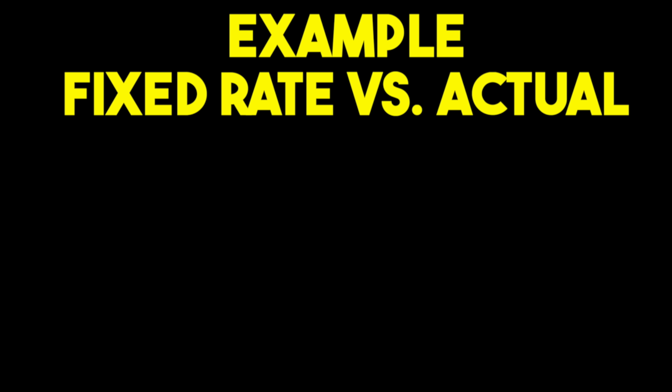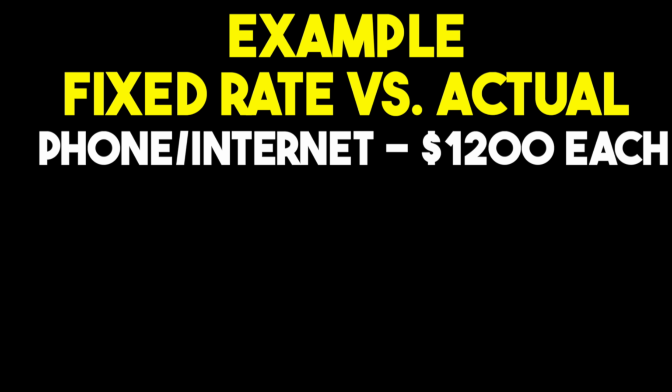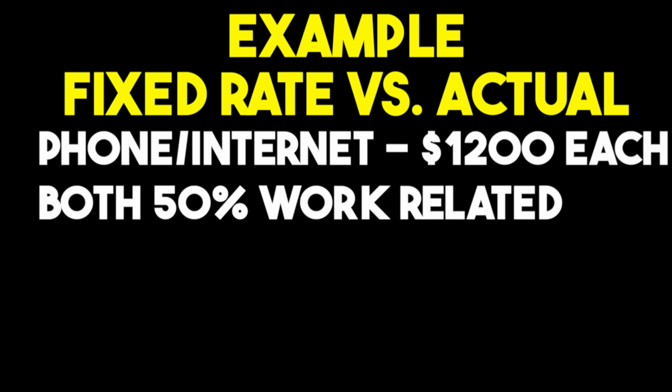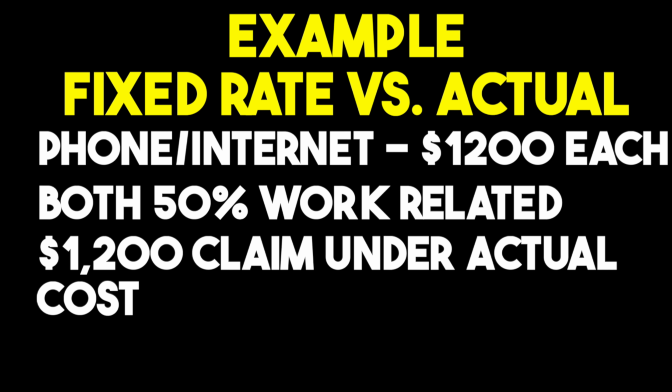Now you want to compare this to what it would be under the actual cost method, which for instance, if your phone and internet is going to be say $1,200 a year each, so you might have $2,400 and you're using them 50% for work-related purpose, that's already $1,200 there alone without getting into any of your other expenses.